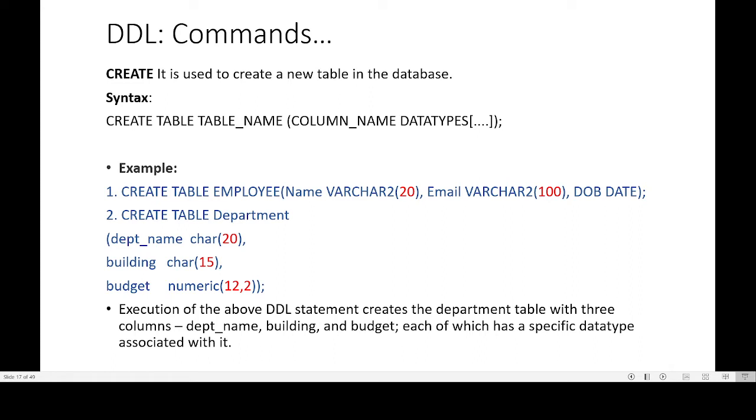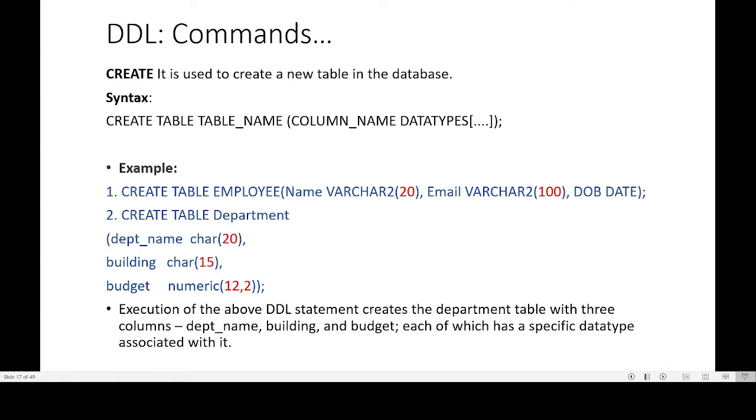When you give this command, it will create a table named employee, with the column names name, email and date of birth, with the various data types which we have defined. Now let us create another table, create table department. This will create a table named department, and inside the brackets we give the column names. Department name, and I'm giving it as char 20. Then building, also with data type char. Then budget, which I'm defining as numeric. So this is how we can create a table using the DDL command create.